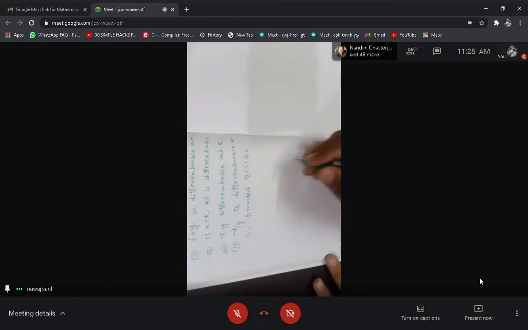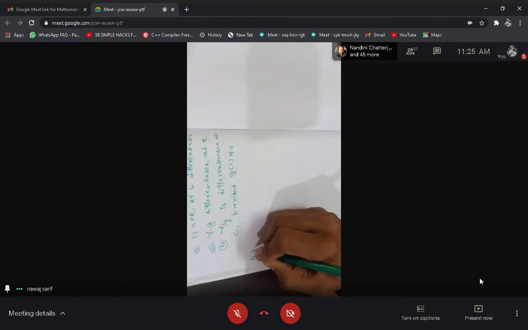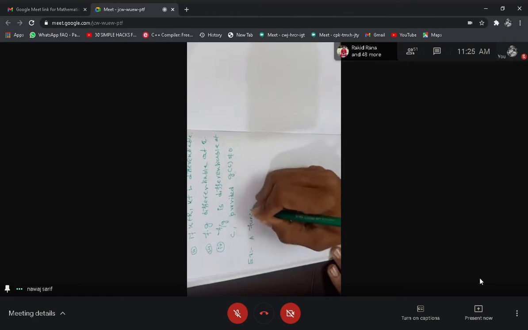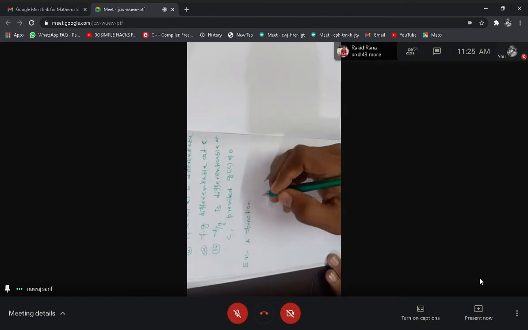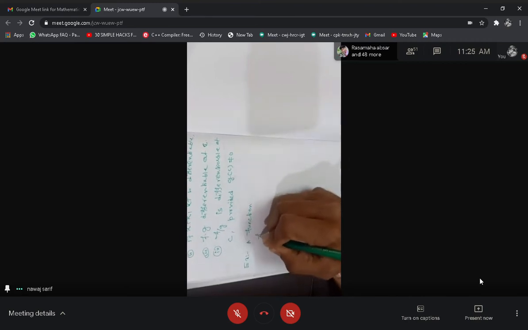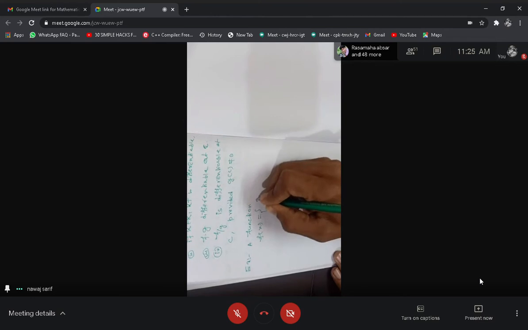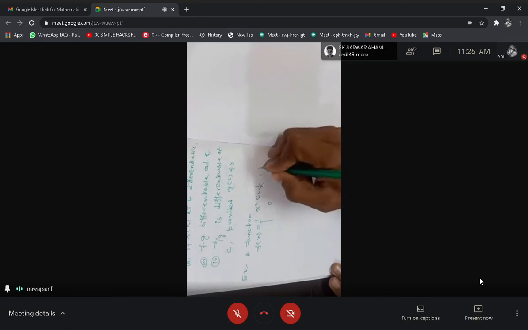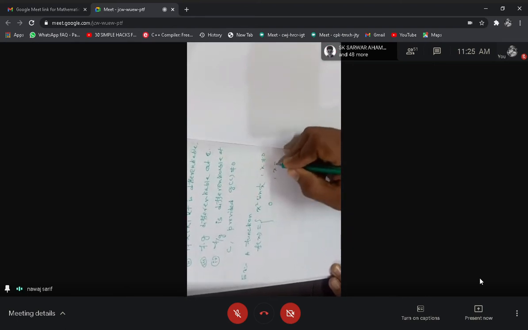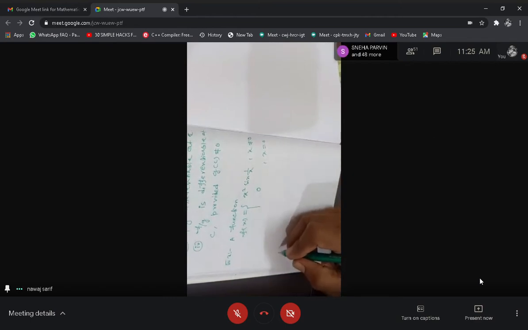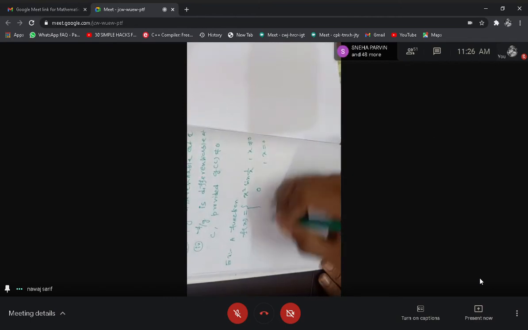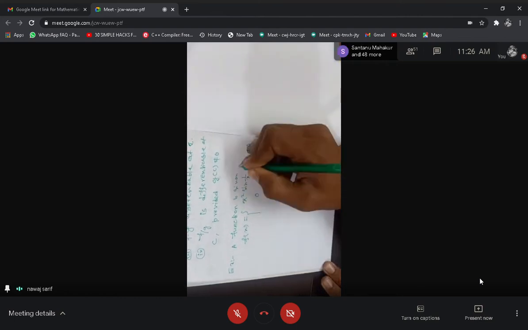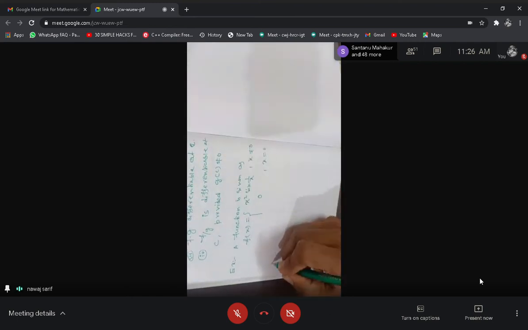Now we'll solve an example. A function f(x) equals x square sine 1 upon x when x is non-zero, and 0 when x is 0, is given as f(x) equal to this.